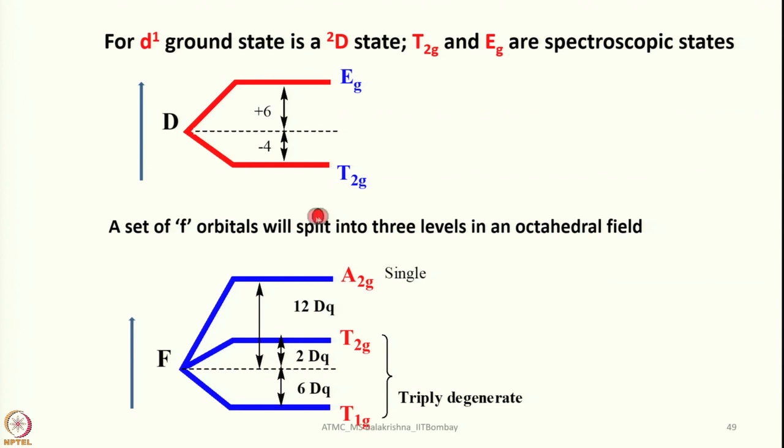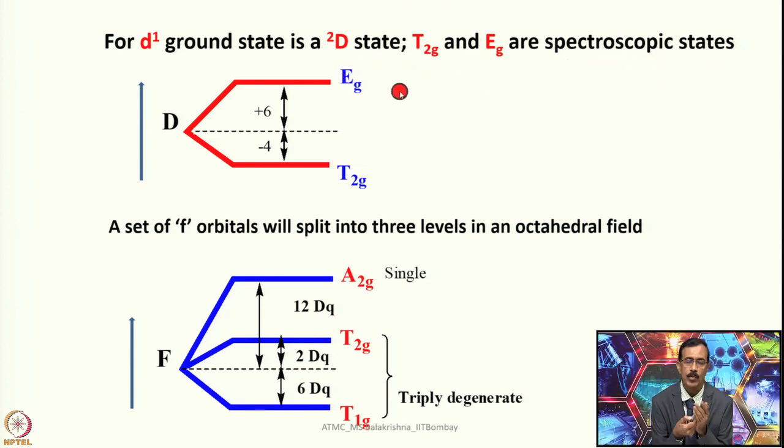I was telling about different electronic configurations which are spin allowed and Laporte allowed, or spin forbidden or Laporte forbidden, with appropriate examples. Now, let us look into individual electronic configurations to identify ground terms. For d1, the ground state is a 2D state, and T2g and Eg are the spectroscopic states for D. Of course, the d orbital will be split into T2g and Eg in an octahedral field, and these also originate from Mulliken symbols.